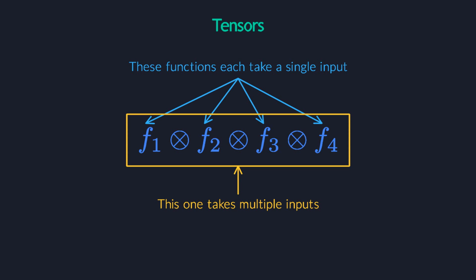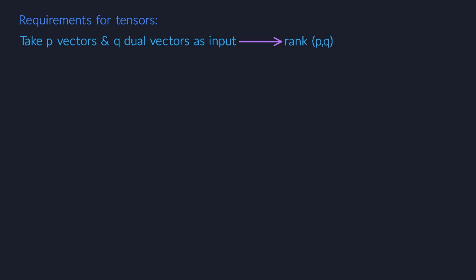We laid out a detailed example in the previous video, so take some time to watch it first. We want our tensors to take a given number of vectors and/or dual vectors as inputs. When a tensor takes p vectors and q dual vectors, we say that it has a rank of p, q. The output of one of our functions should always be a real number.